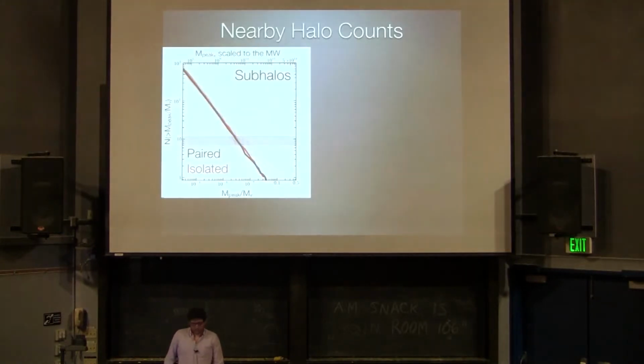Okay. So let's jump directly into results from the Elvis suite, starting with nearby halo counts. So I'm plotting here the number of halos with M_peak bigger than a given M, where M_peak is the largest virial mass that the halo has over its entire main branch history of the merger tree. I'm normalizing here by the virial mass of the host.